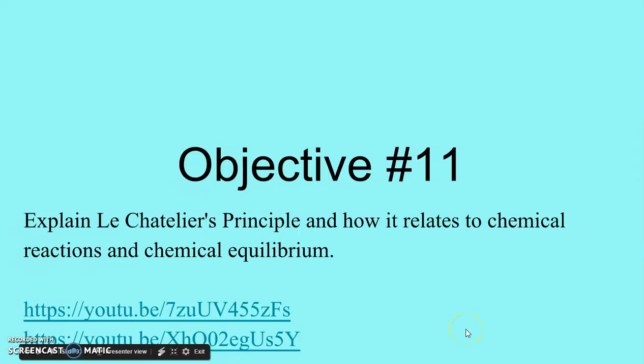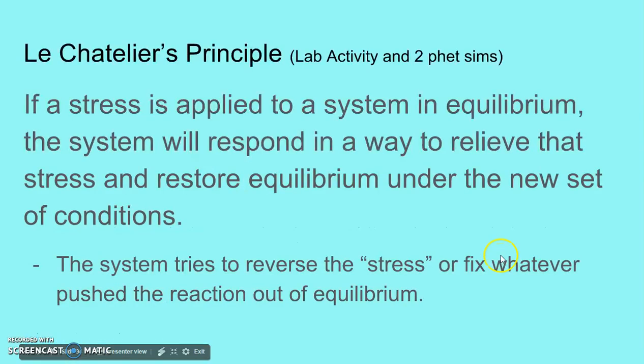Alright, so this is the last screencast for the chemical reactions unit, objective number 11. We're going to talk about Le Chatelier's principle and how it relates to chemical reactions as well as chemical equilibrium. There are 2 video clips that we are going to watch in class, and the majority of this, just like the last objective, will be learned through lab. So for Le Chatelier's principle, we're going to do a lab activity and possibly 2 PhET simulations.